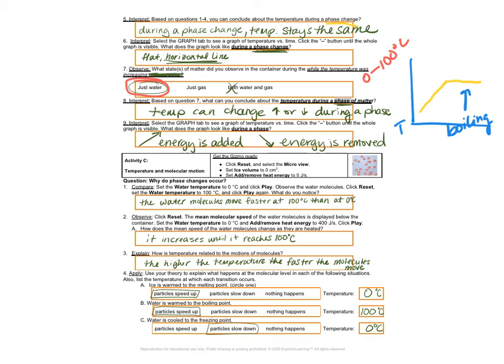Select the graph tab to see the graph temperature versus time. Click the minus button so you can see the whole graph. What does the graph look like during a phase? So during a phase, for example, this is when it was all liquid. If you're adding energy, over time, if you're increasing your energy, then you would have a positive slope. Your graph is going to be going up. And if you are removing energy, if you're cooling it down, then the graph would go down. It would have a negative slope.